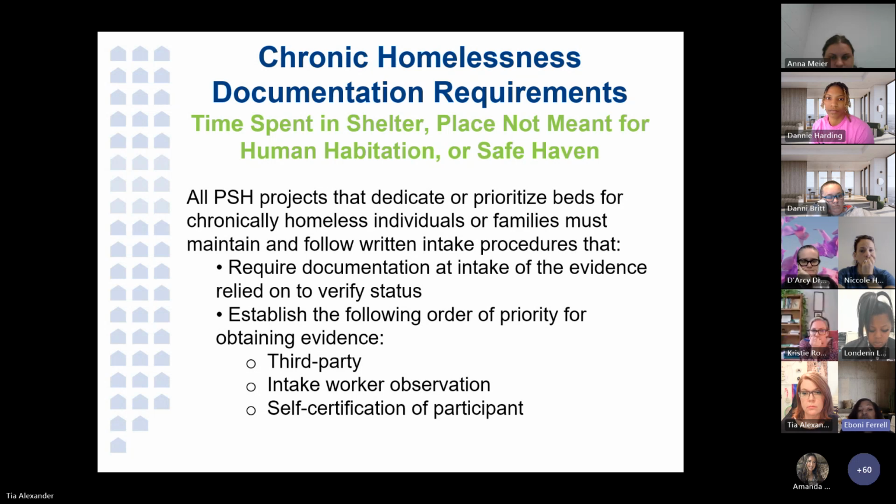This may mean printing or creating a PDF of an HMIS report or obtaining other documentation from a referring shelter or street outreach program. Another specific detail that must be included in your written policies and procedures is establishment of the priority for obtaining evidence of chronic homelessness.